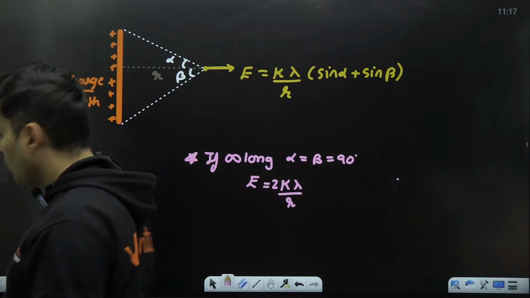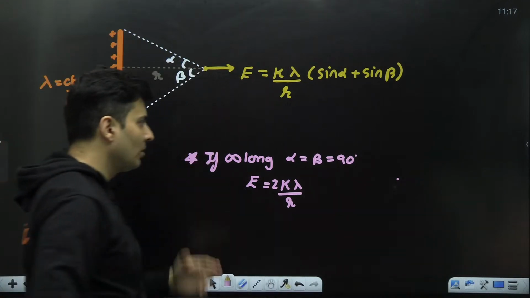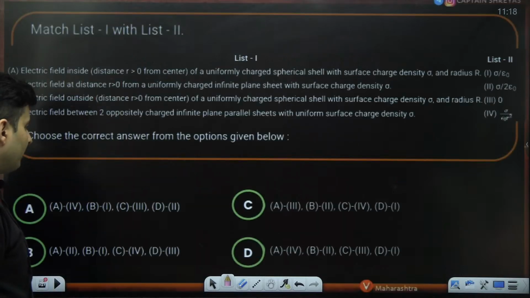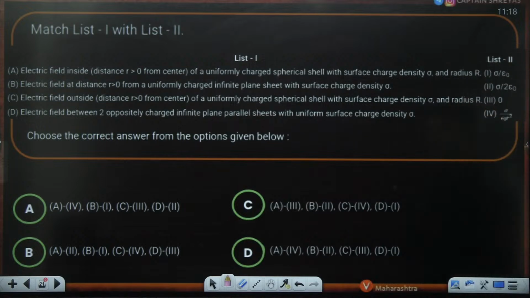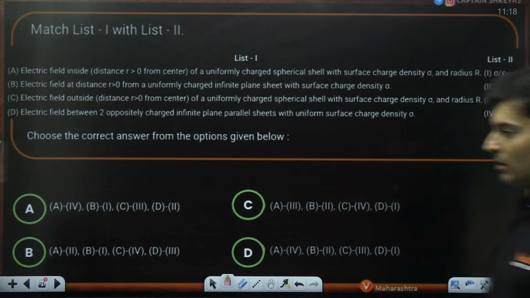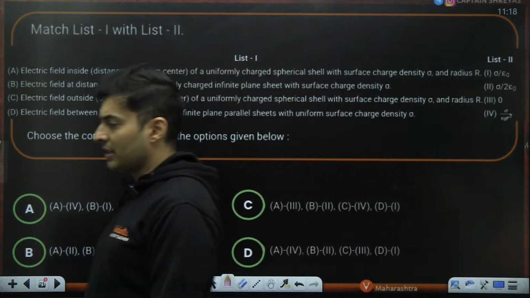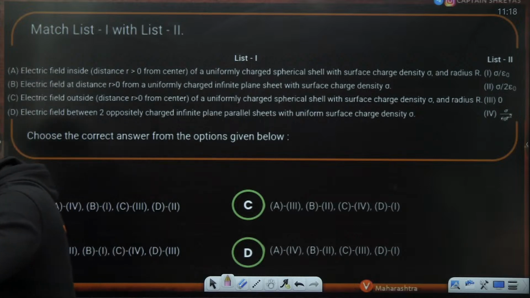So that is what it would be if it was infinitely long. Yeah, cool. So these are the things which you should definitely remember. We can start with the questions now. Read the statements. There are some formulas in the list to match the correct statements with the formulas. Yeah, similar to the magnetic field. Yes, correct. Magnetic field also very, very similar.